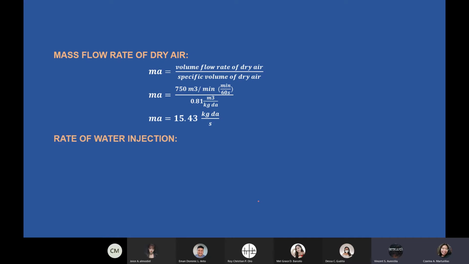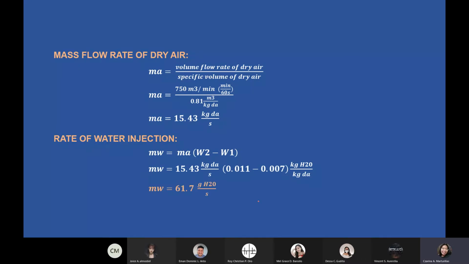And then finally, we can get the rate of water injection. It is the mass rate of dry air times W2 minus W1. Again, substitute the values and play with the units, and we derive 61.7 grams of water per second. So this is the amount of water injection needed to humidify the air to achieve the required condition of the air.